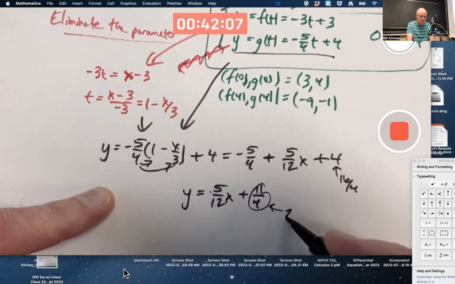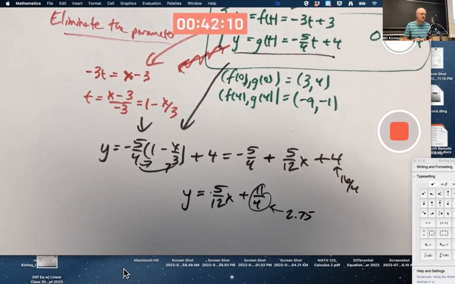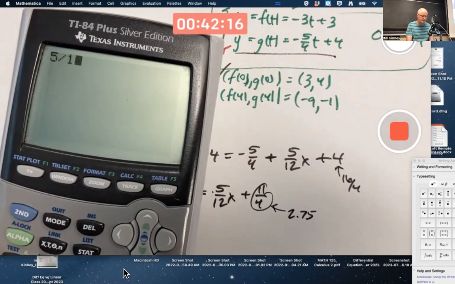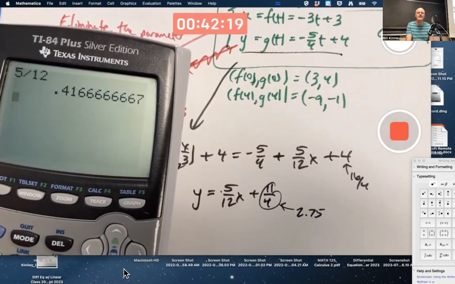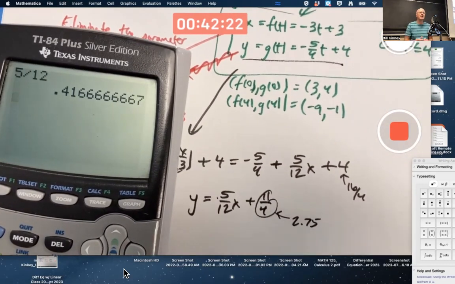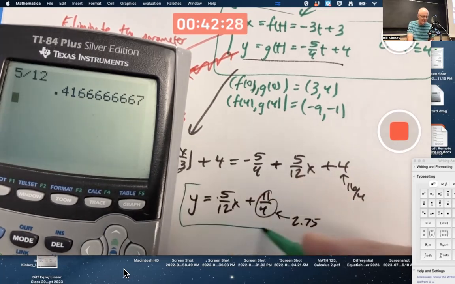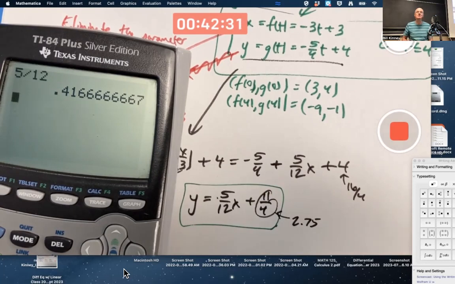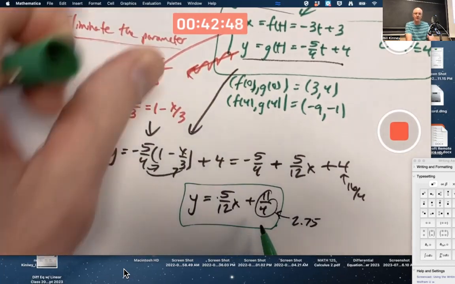11/4 is the same as 2.75 if you prefer. 5/12 could be converted to a decimal as well, but I think it's a repeating decimal. 5/12, yeah, 0.416 repeating. What have we done? What's the value in eliminating the parameter? Just for fun? Well, I hope you think it is fun, but that's not the only reason. It's telling you what line the bug is traveling on in the xy plane, irrespective of what's going on with time t. It's traveling on a line with a slope of 5/12 and a y-intercept of 11/4.